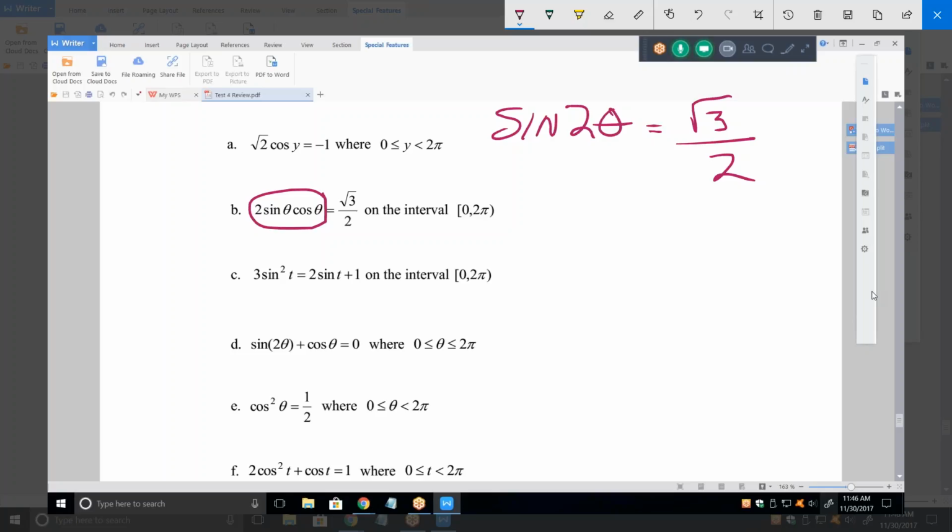Now, remember our interval is for theta. So this is one of those situations where we have a multiple of theta. So what domain are we really going to operate on? It's not 0 to 2 pi. What is it going to be? Zero to 4 pi.